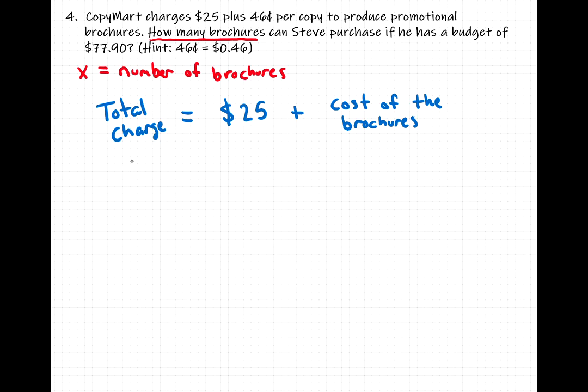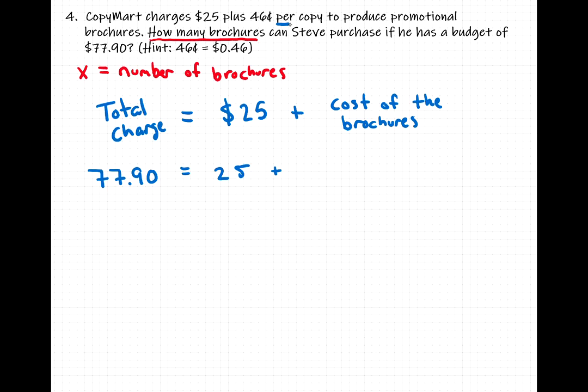Now, we're given that he has a budget of $77.90. So that could be the most that he could pay. So that's the total charge. That's the $77.90, and that's equal to $25 plus the cost of the brochures. And the cost of the brochures is 46 cents per copy, or 46 cents times the number of copies. And the number of copies is X. So we multiply. Per, in this case, means multiply.